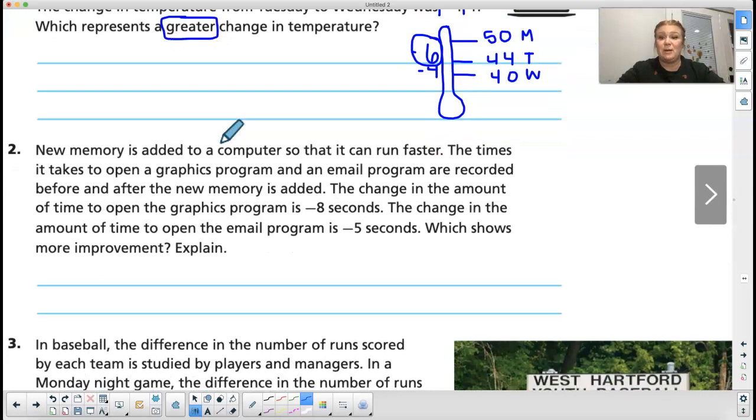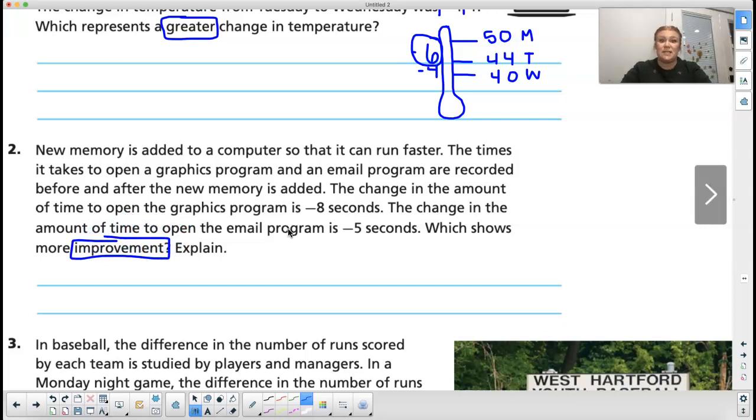Number 2 says new memory is added to a computer so that it can run faster. The times it takes to open a graphics program and an email program are recorded before and after the memory is added. The change in the amount of time to open the graphics program is -8 seconds. The change in the amount of time to open the email program is -5 seconds. Which one shows more improvement?